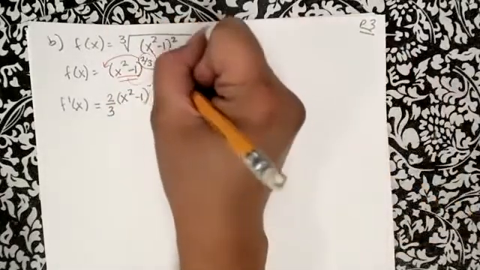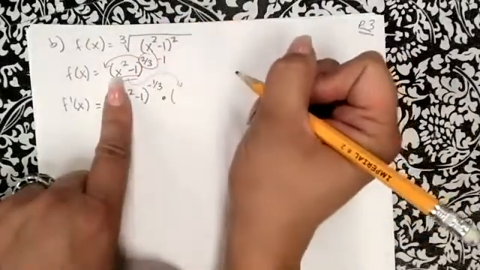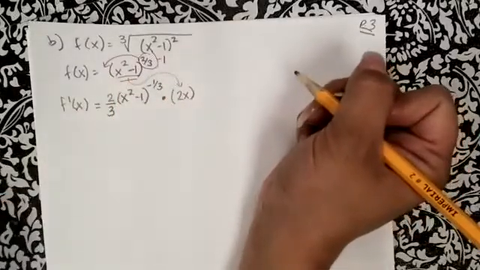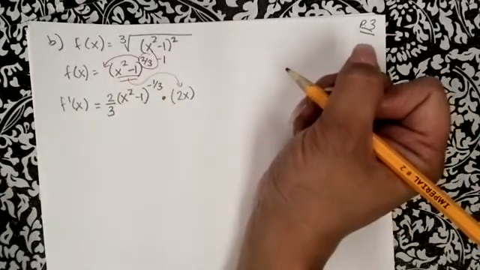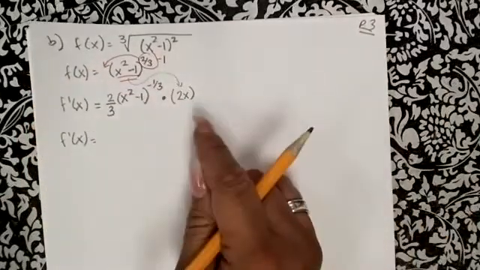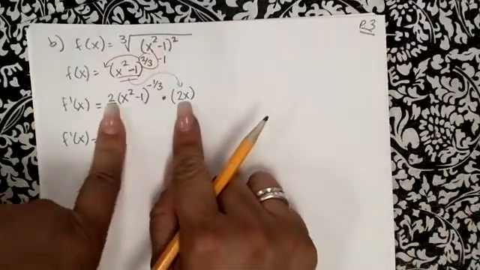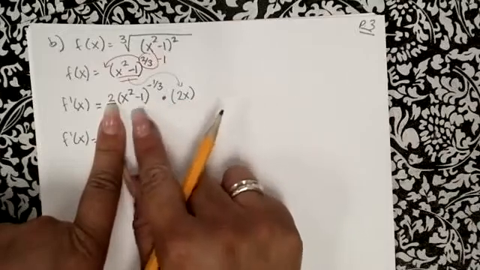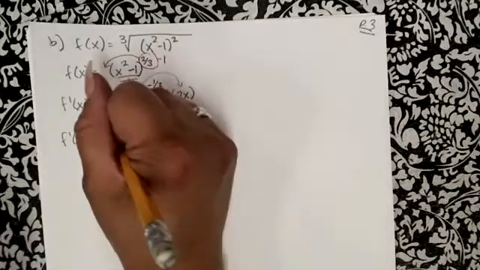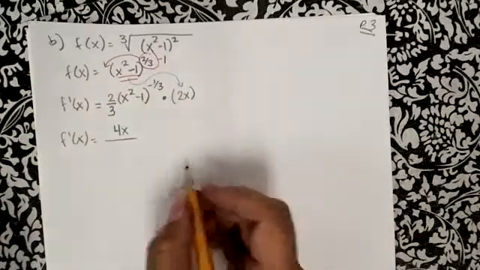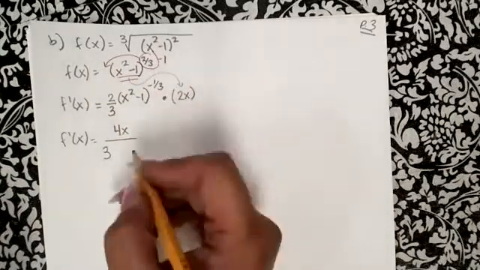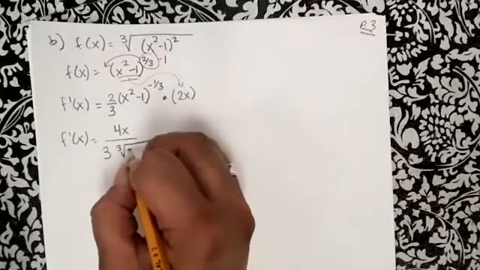Now I have to take the derivative inside. The derivative of x squared is going to be 2x, and the derivative of 1 is going to be 0. So now to clean this one up, the 2 and the 2x, those are numerators, because this is going to go to the denominator because of the negative exponent. So 2 times 2x is 4x. And in the denominator, I'm left with a 3. And then that power of 1/3 is actually a cube root, I mean.